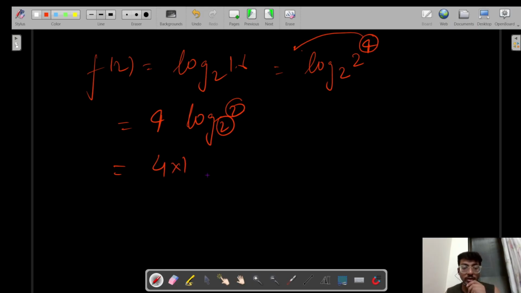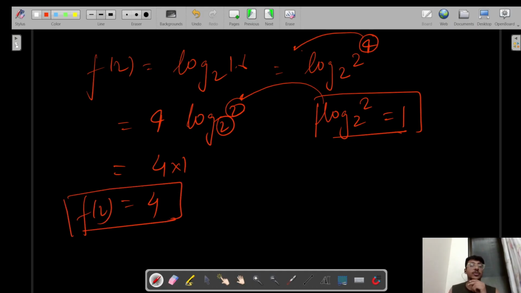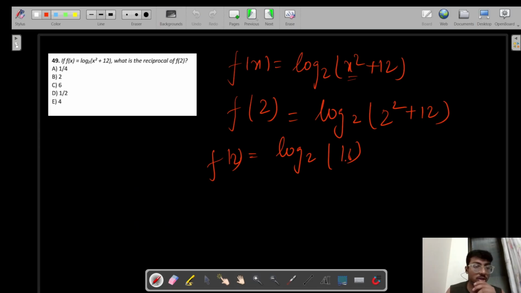So this is 4 into 1, because when the number and base are the same, the log is equal to 1. So the value of this will be 1. So 4 into 1 is 4. So f of 2 is nothing but 4, right? Let's get back to the question and see which is the correct option. Option D says f of 2 is equal to 4, meaning option E is correct.